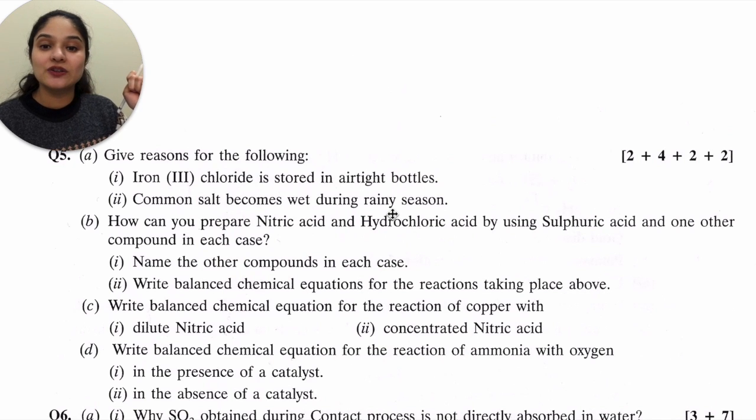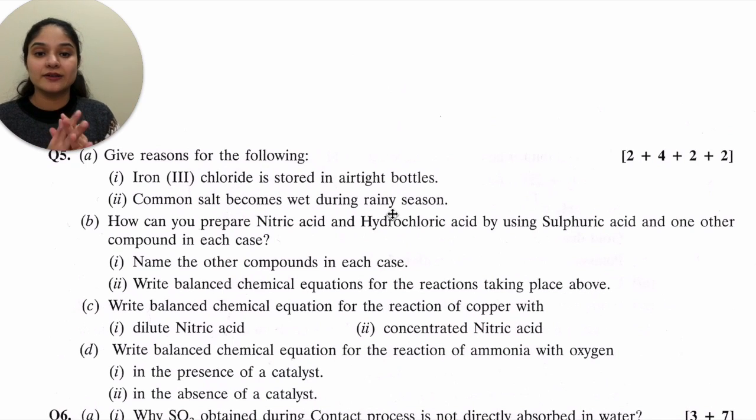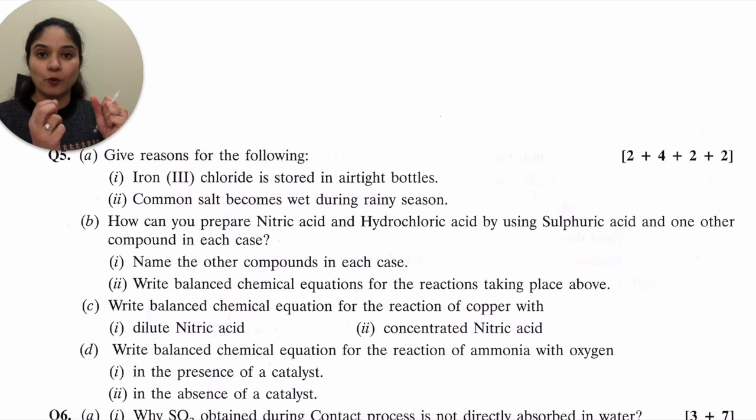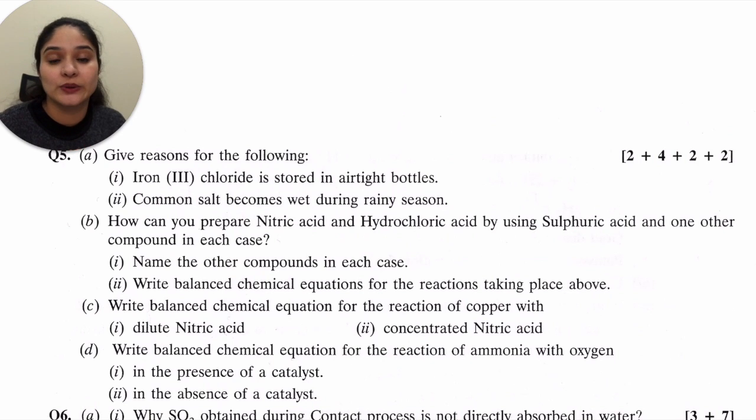It says give reasons for the following. Iron chloride is stored in airtight bottles. The reason is that iron chloride has a tendency to absorb moisture from the atmosphere and become wet. So such compounds which have a tendency to take in moisture from the atmosphere are known as deliquescent.